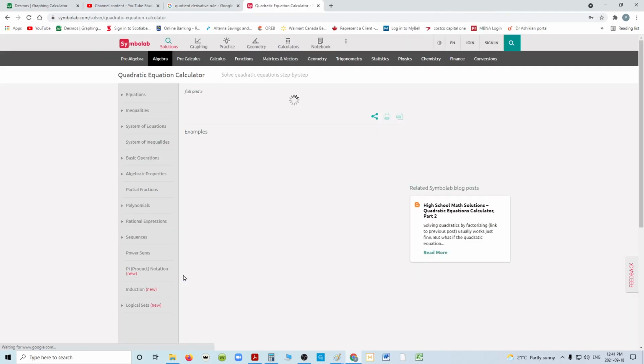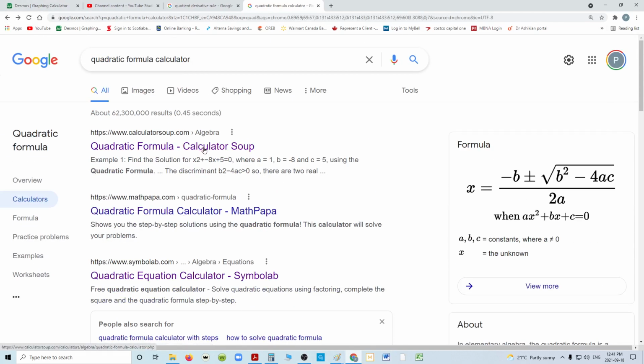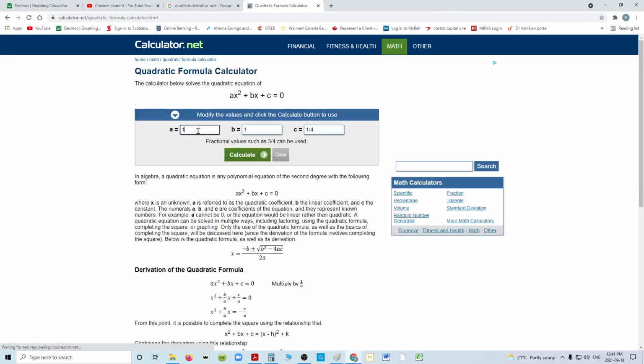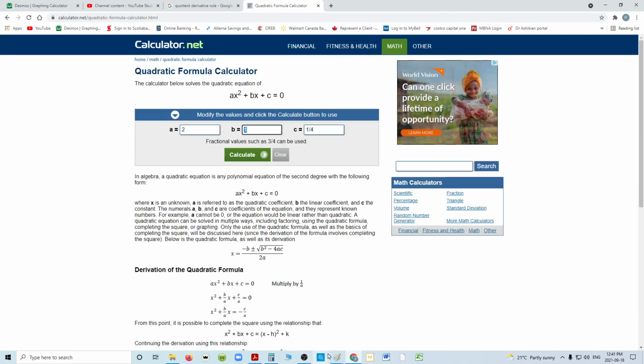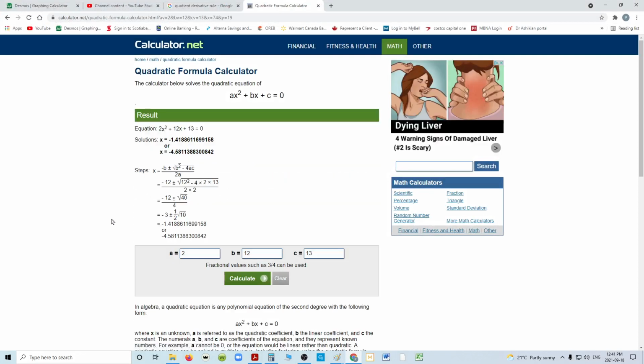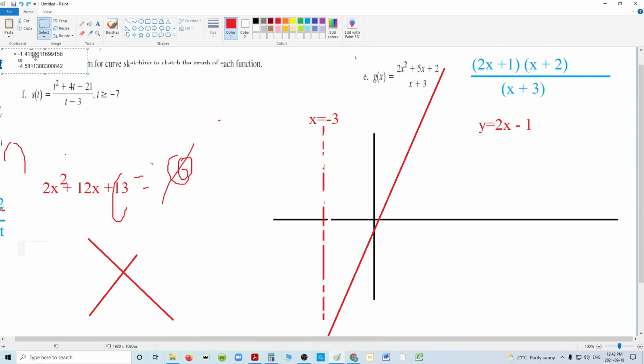And you have to put in 2. Yeah, I hate that one. This one's a good one. So you have to put in 2, you have to put in 12, and you have to put in 13. And they come up with two numbers for us. Now, if I got the numbers right, I might have made an arithmetic error. It's quite easily possible. But they're telling me that this is going to equal 0 when x is either of these numbers.